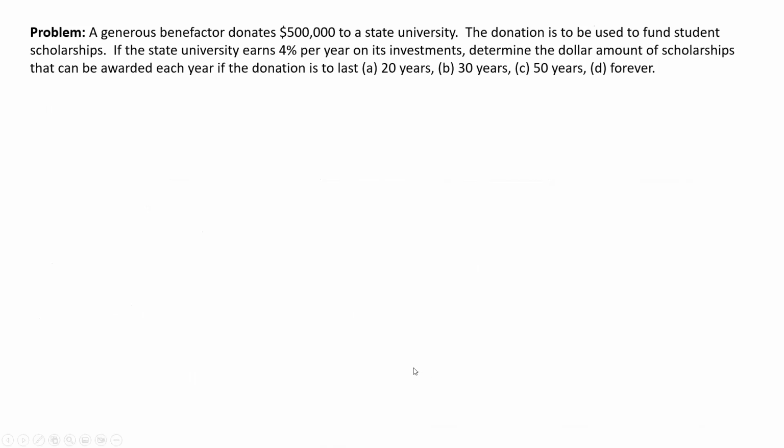One last problem, in fact, I think. A generous benefactor donates $500,000 to a state university. Why don't you give it to Tech, man? The donation is to be used to fund student scholarships. If the state university earns 4% per year on its investments, determine the dollar amount of scholarships that can be awarded each year if the donation is to last 20 years, 30 years, 50 years, and forever. Aha, that's a nice one.